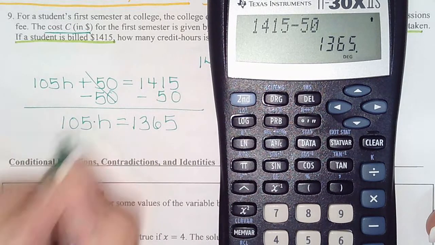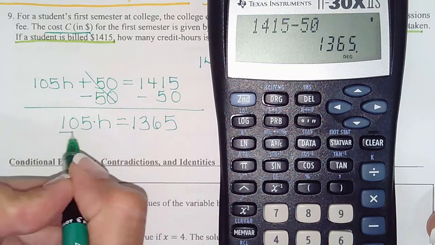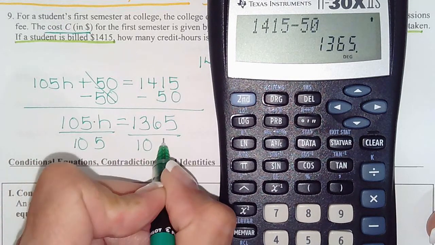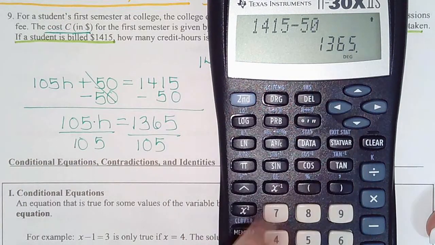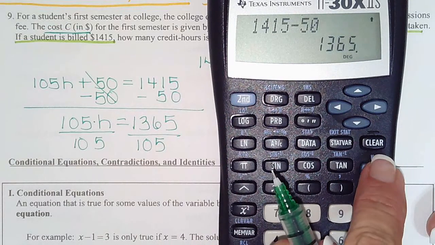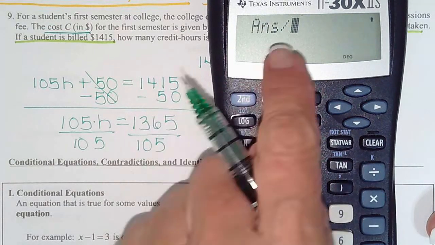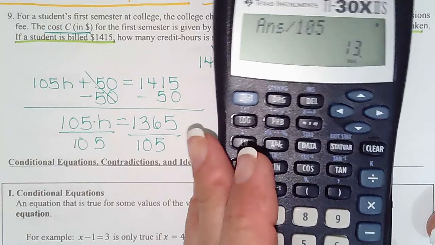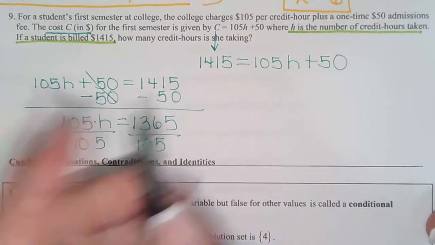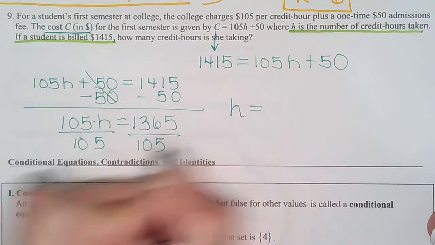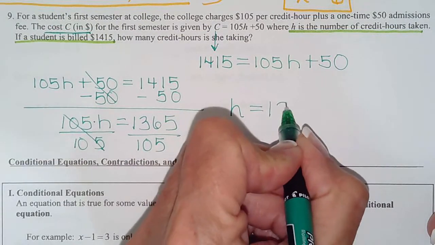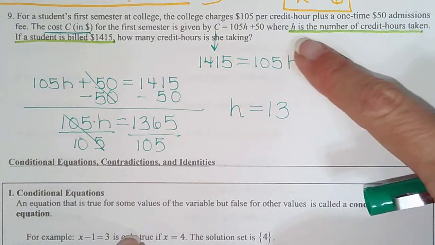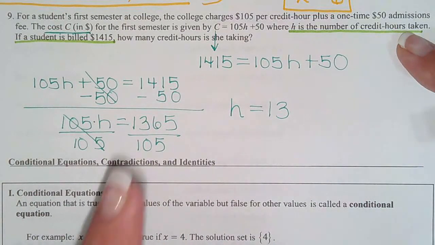And then we have to do the opposite of multiply by 105, which will be divide by 105. And so we already have our 1365 in the calculator, so we can just hit divided by, and it takes your answer, 105. So what is that? 13. So H equals 13. What would be the label of that? So look up here, H is the number of credit hours.